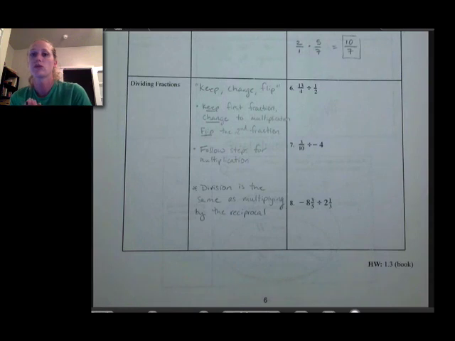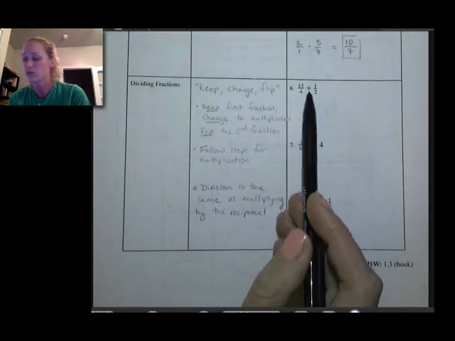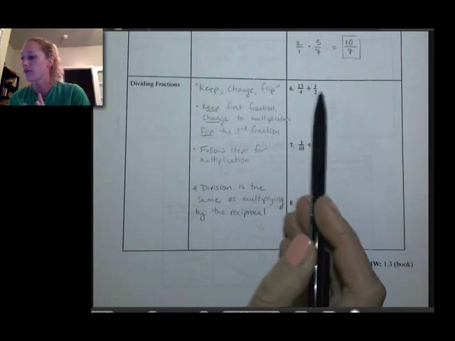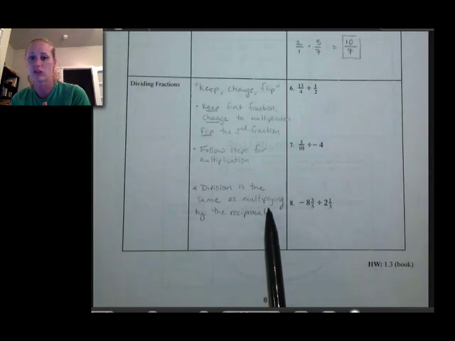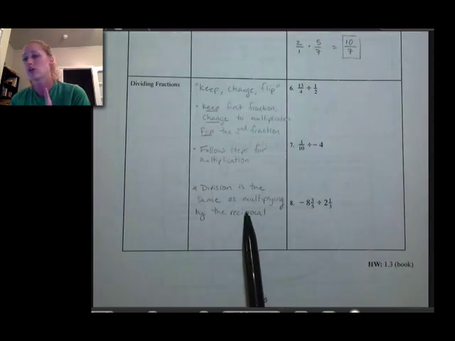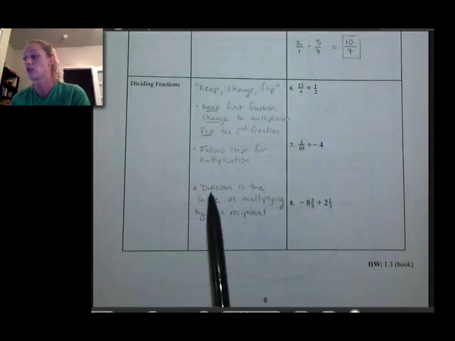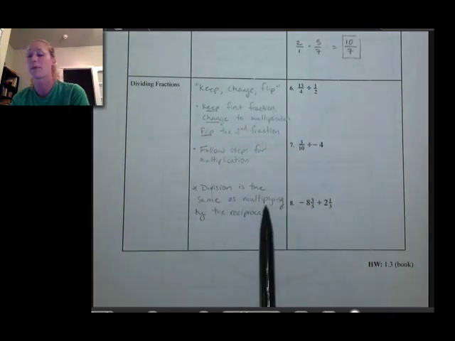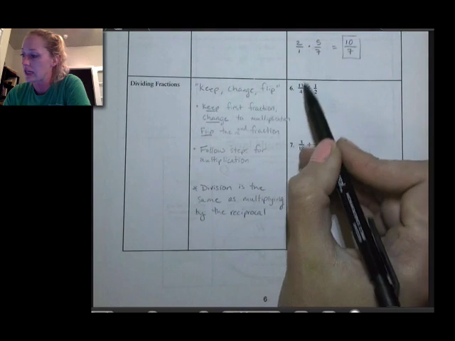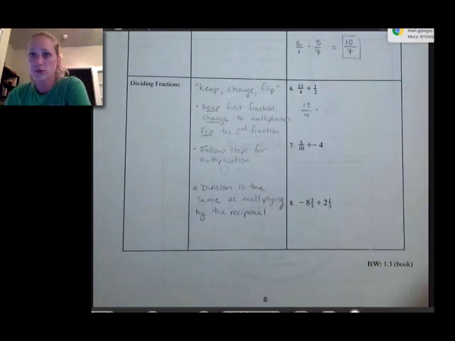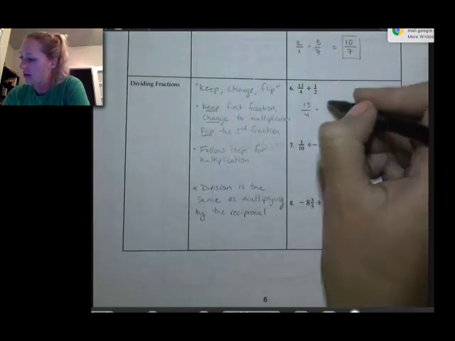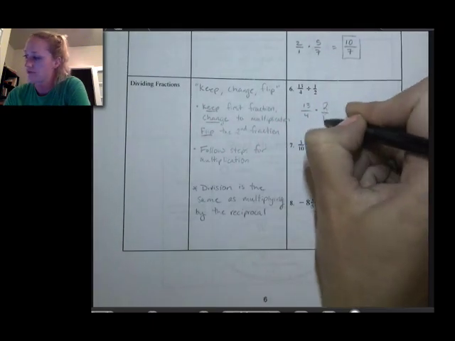So what we're going to do is we're going to keep the first fraction, change the division to multiplication, and then we're going to flip the second fraction so that we are abiding by this definition. We are changing the division so that it is multiplying by the reciprocal. By definition, those are the same thing. So we're going to keep the first fraction, change to multiplication, and flip the second fraction.